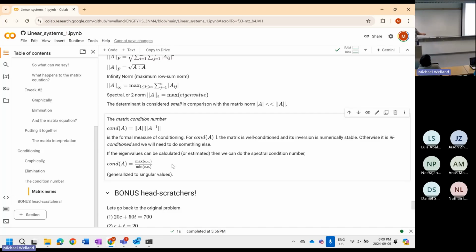Sorry, I should define that. Condition number equals 1, well conditioned. Anything off from 1, ill conditioned, poorly conditioned, not good conditioned, any adjective of your choice, bad. Sometimes you're going to get them anyway, right? So what can you do? Do you have any ideas?